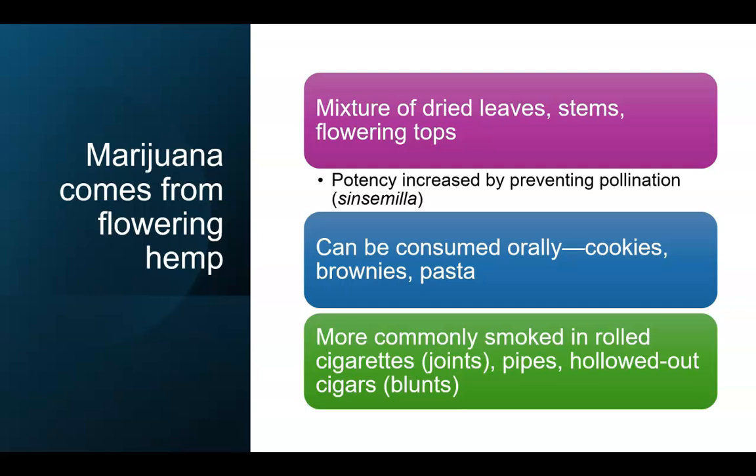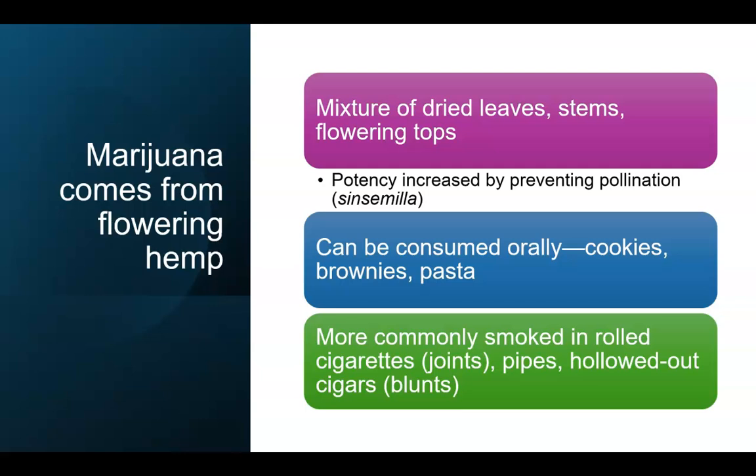So marijuana itself is basically a mixture of things like dried stems, crumbled leaves, dried leaves, small stems, and flowering tops. And one of the things that you might be kind of interested in, if you want to increase the potency, because people have a lot of problems with the seeds, is basically prevent pollination. As a result, the female plants don't have any seeds, and you basically get what is referred to as sinsemilla, which literally translates to without seeds.